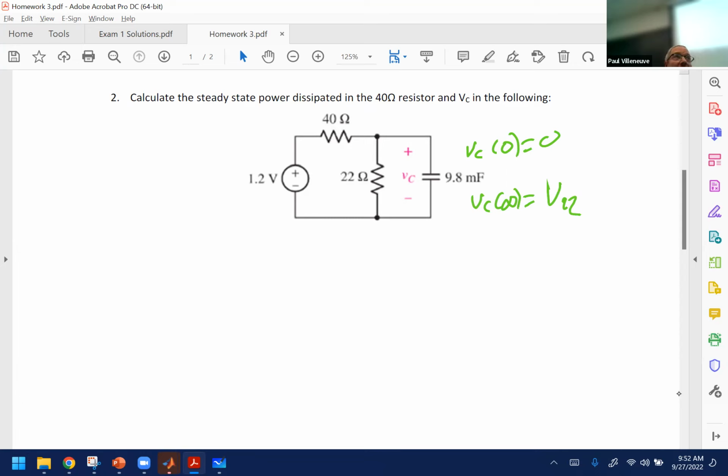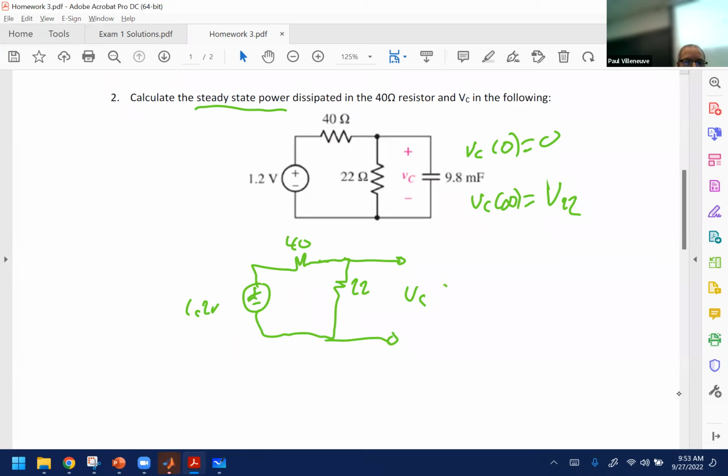So the way that I would tackle this circuit is because I'm looking at the steady state, which is another way to say that the capacitor is fully charged. I would redraw this, 1.2 volts, 40, 22. And now I'm going to put this as my VC of infinity or VC of steady state. Now, how would you solve for the current?